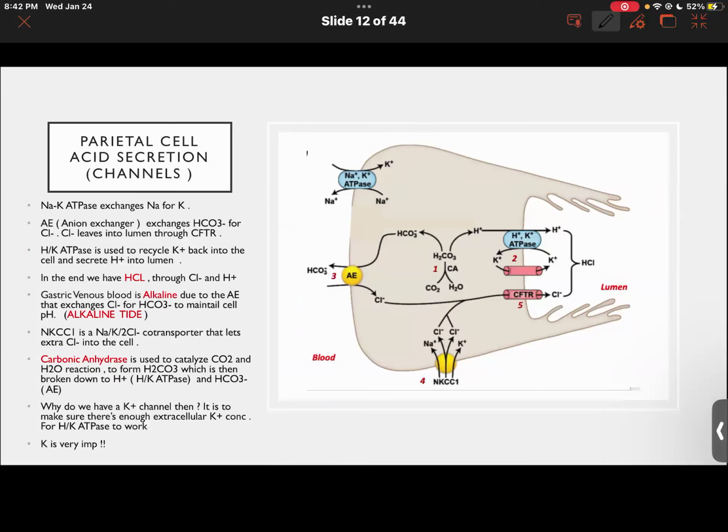Okay, now we have the ion channels. So we have a lot of ion channels, but if you treat it like a story and not as just something to memorize, then it's way easier to remember. So we're going to go step by step. The first one is the sodium-potassium ATPase. And what does it do? It's an antiporter, which means it exchanges. So sodium goes out of the cell and potassium comes into the cell. Okay, as you can see, it's very clearly shown.